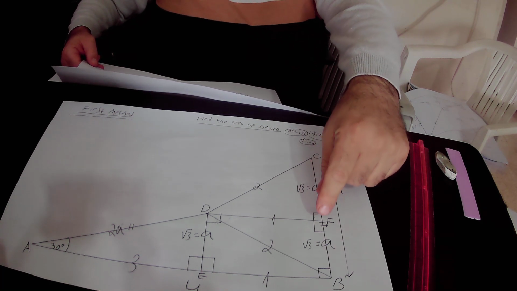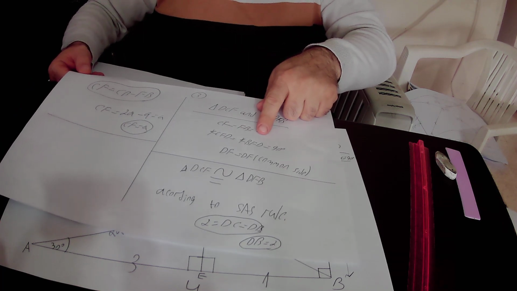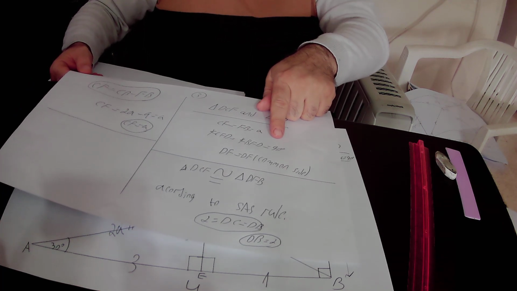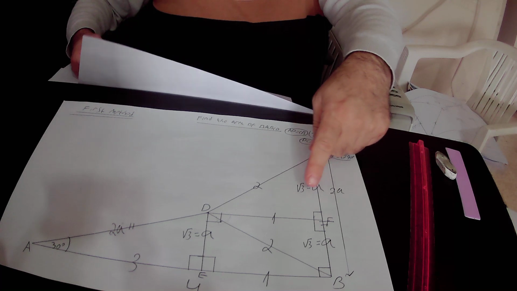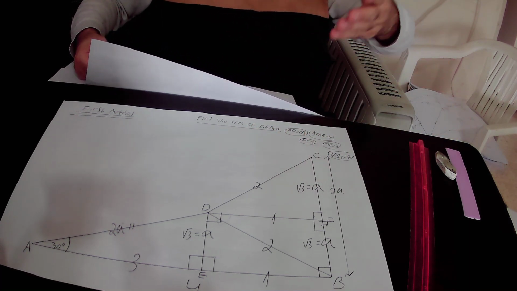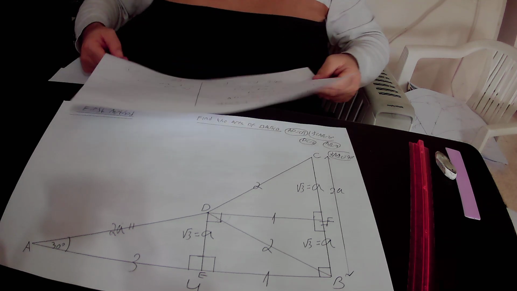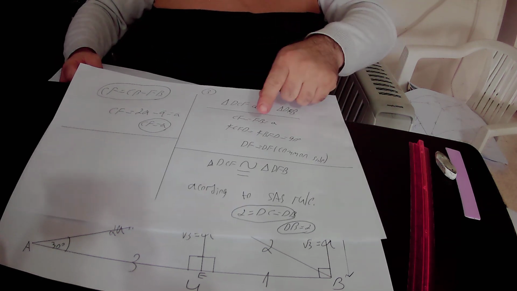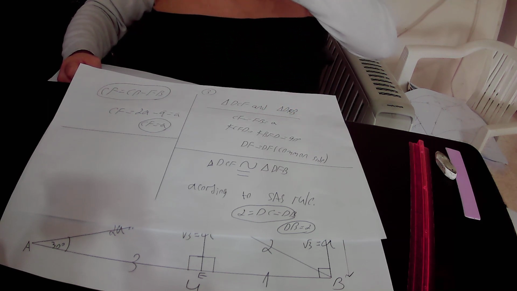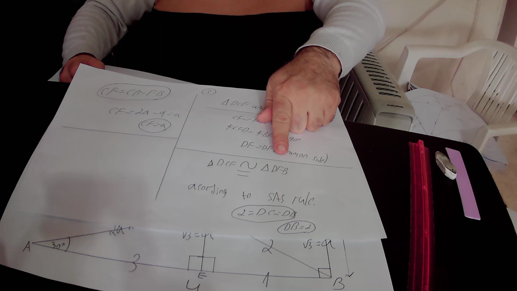Those two angles are also equal to each other. They are both equal to 90 degrees. So CFD equals BFD equals 90 degrees. And DF is a common side. It belongs to both triangles. So DF equals itself. It's a common side that belongs to both triangles. So we actually proved that triangle DFC can go into triangle DFB according to the side angle side rule.